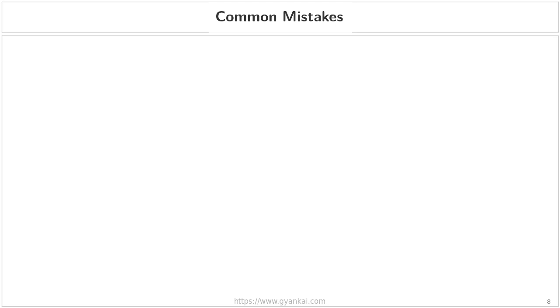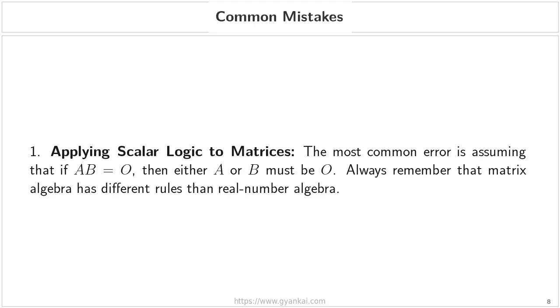Common mistakes. Now that we have seen a concrete example of how two non-zero matrices can produce a zero matrix, let's discuss some common pitfalls to avoid. First, be careful about applying scalar logic to matrices. The most frequent error students make is assuming that if the product of matrix A and matrix B equals the zero matrix, then either matrix A or matrix B must be the zero matrix. As we have just demonstrated, this is not the case. Always keep in mind that matrix algebra operates under a different set of rules than the real number algebra you are used to.